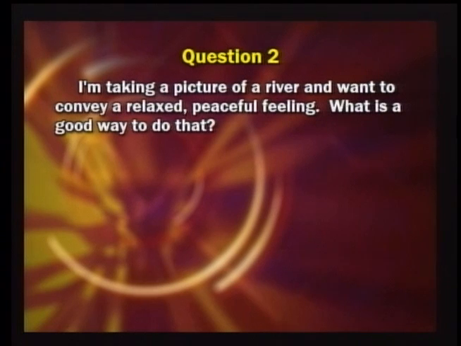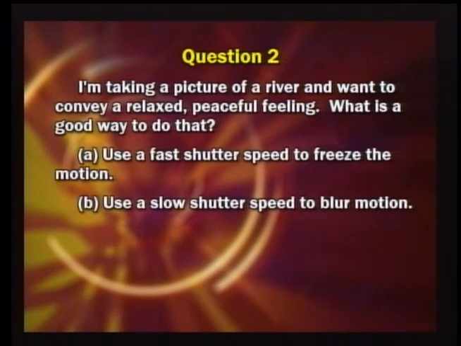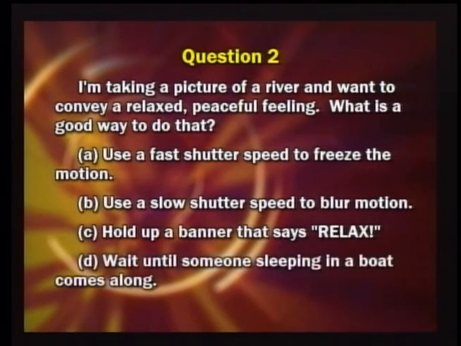All right, question number 2. I'm taking a picture of a river and want to convey a relaxed, peaceful feeling. What is a good way to do that? Last week we talked about that. Answer A, use a fast shutter speed to freeze the motion. Answer B, use a slow shutter speed to blur motion. C, hold up a banner that says, relax. Or D, wait until someone sleeping in a boat comes along.